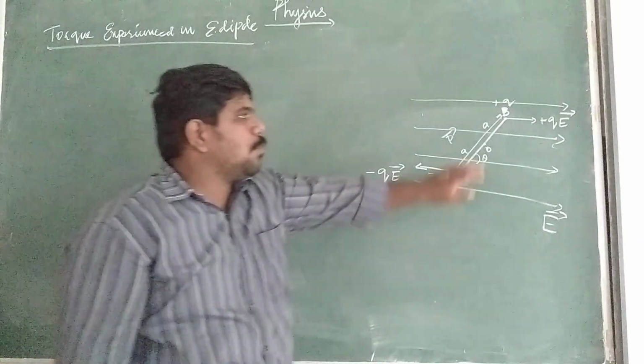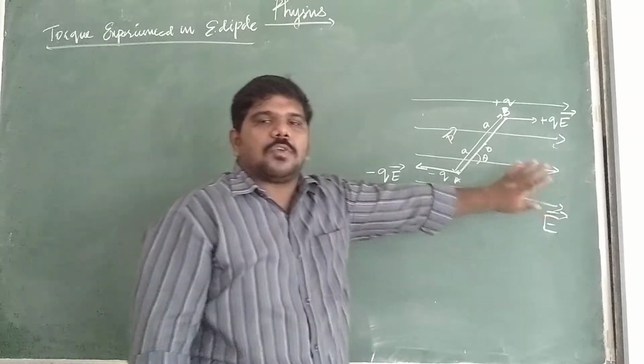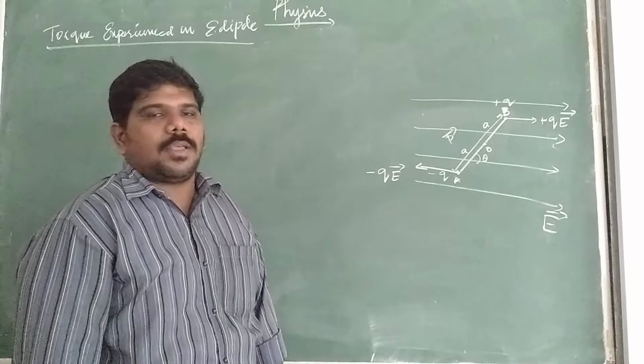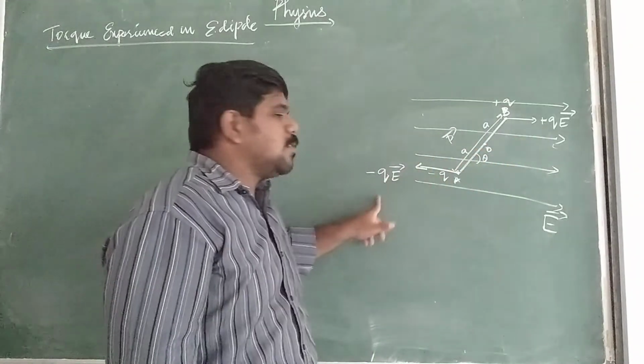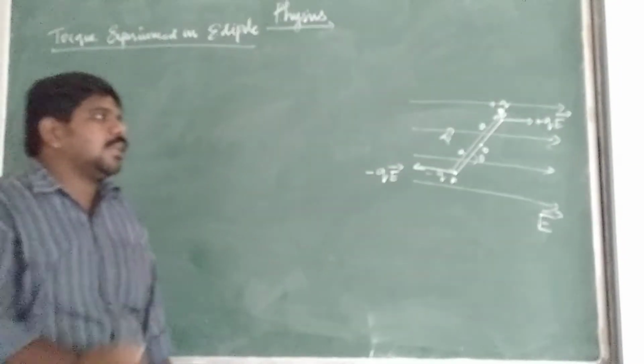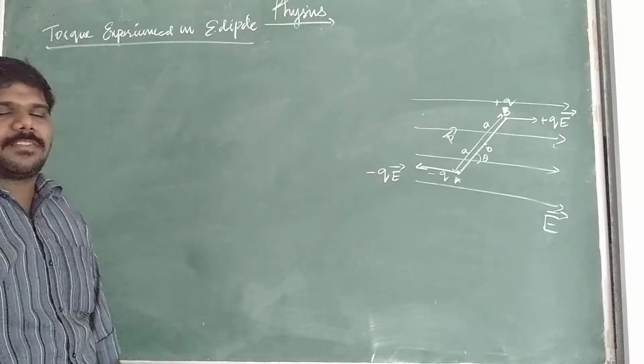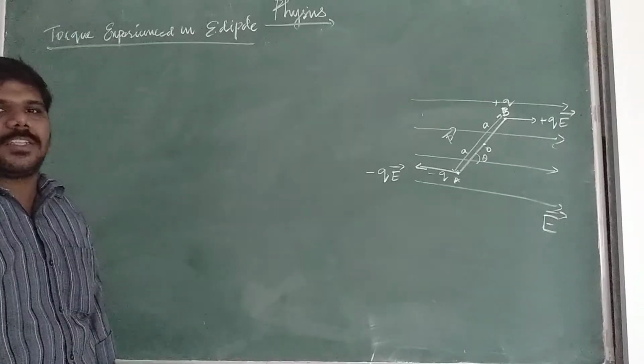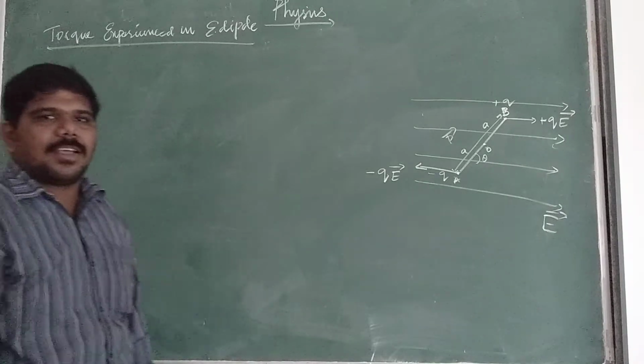Since the electric field is uniform, the total force will be 0, because plus Q E vector and minus Q E vector cancel, so the total is 0. So the electric dipole experiences a couple, which experiences the torque.